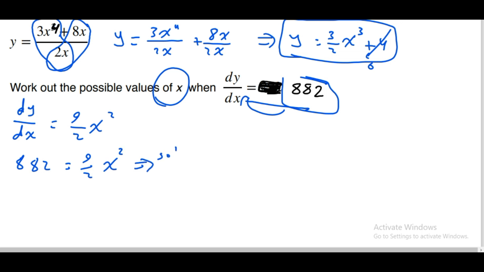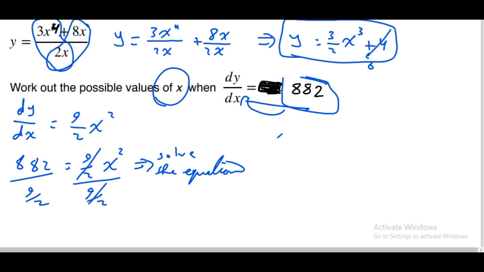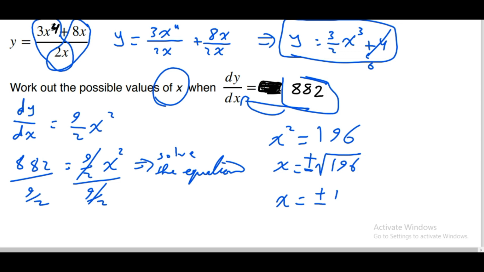In this step we will solve the equation. After putting the value of dy by dx, we form an equation. We have to solve according to its type, linear or quadratic. Simply here we divide by 9 over 2 on both sides, cancel, x to the power of 2 equals 196. To get the value of x, take the square root of both sides, but don't forget positive or negative. x equals positive or negative 14. So the possible values of x if dy by dx equals 882 are positive 14 and negative 14.